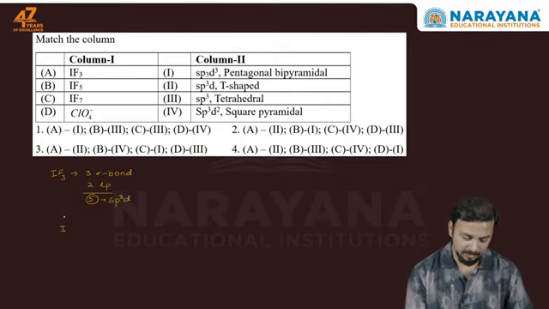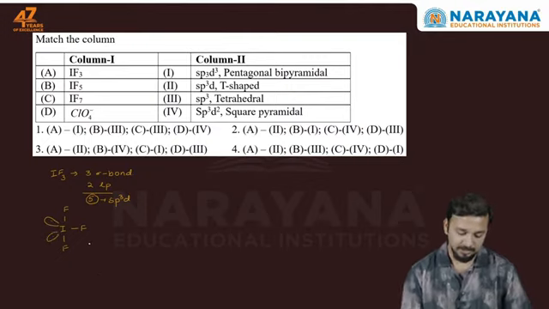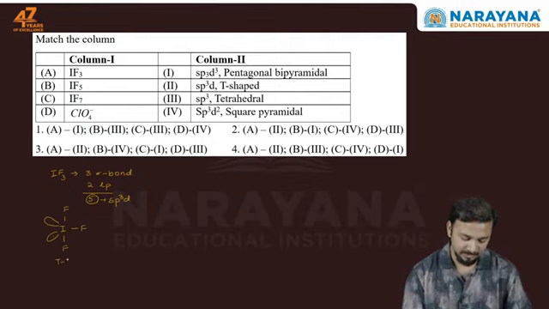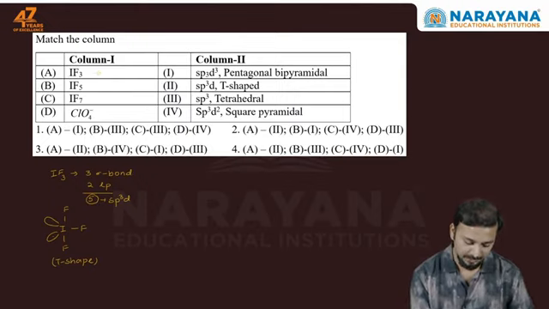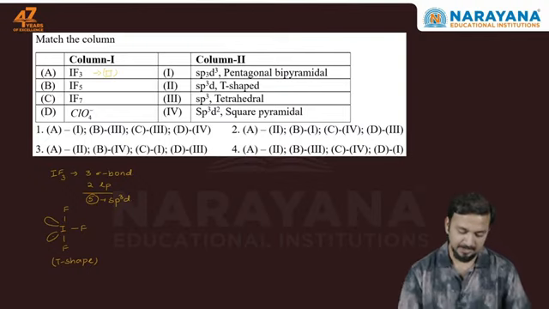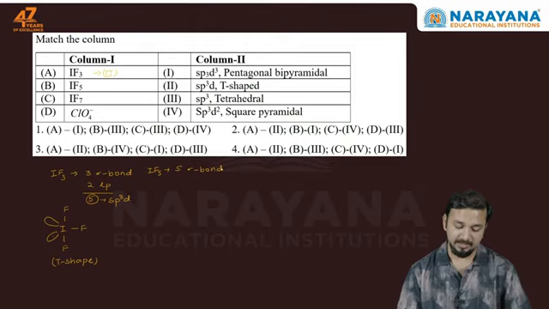If you draw the structure of the molecule, there are 3 sigma bonds and 2 lone pairs. So this shape is known as T shape. So option A will become 2. Next is IF5. In IF5, 5 fluorine atoms are present, which means there are a total of 5 sigma bonds. There are a total of 7 valence electrons with iodine, out of which 5 are forming the sigma bonds.